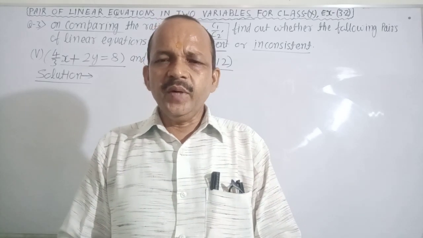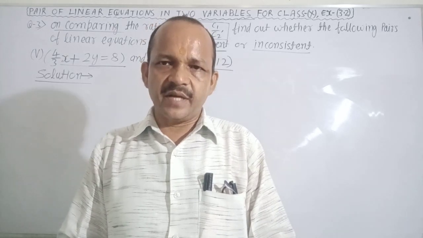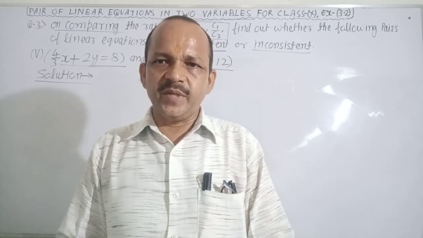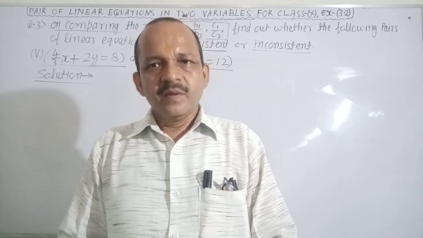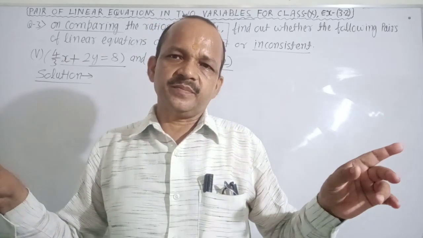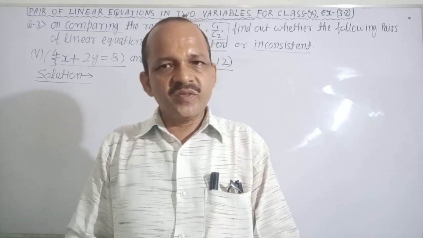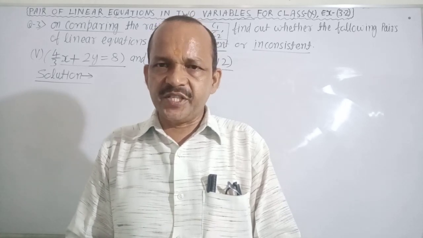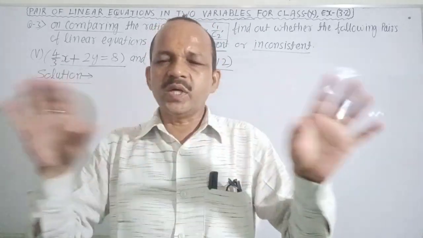If a1 by a2 not equal to b1 by b2, then it shows intersecting lines, consistent system and unique solution. If a1 by a2 equal to b1 by b2 not equal to c1 by c2, then it shows parallel lines, inconsistent system and no solution. If a1 by a2 equal to b1 by b2 equal to c1 by c2, then it shows coincident lines, consistent dependent system and infinitely many solutions. It is clear? No confusion about it?